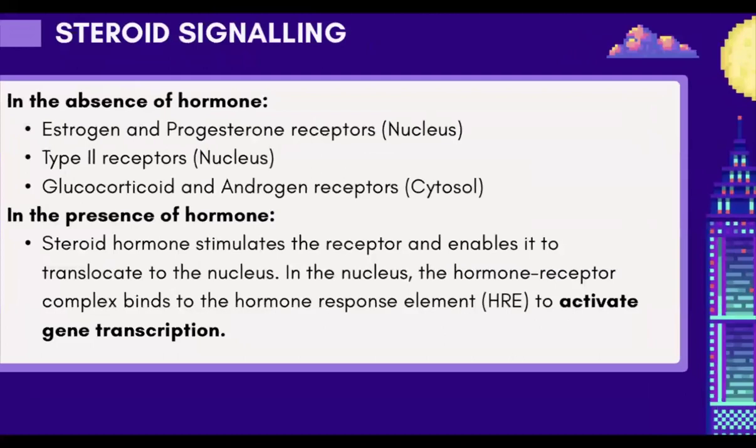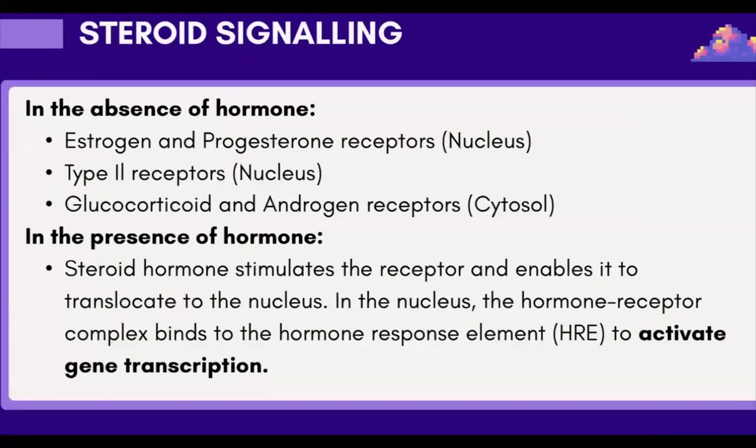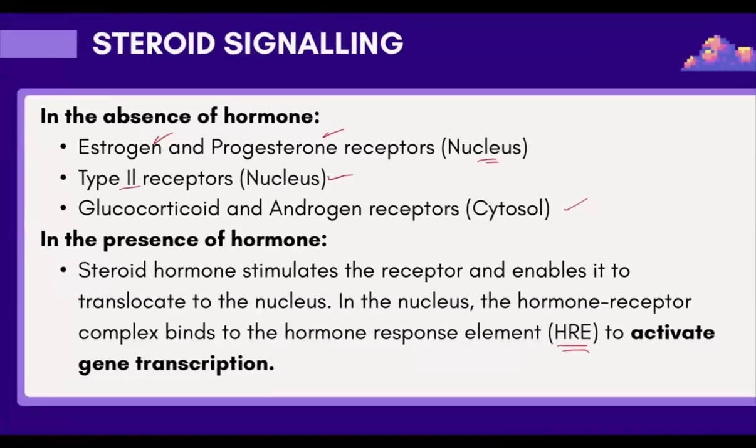And usually what happens in this pathway, this is something from your slides, and all you need to know is when the hormone isn't present, so the receptors are there and they're not bound to any hormones, these are their locations. So estrogen and progesterone receptors are in the nucleus. Type 2 receptors are also in the nucleus, and then glucocorticoid and androgen receptors are in the cytosol. This is just from their general locations. Once the hormone binds to them, they can move into the nucleus if they're not already in the nucleus, and then they can bind to the DNA via the hormone response element and allow transcription to take place.